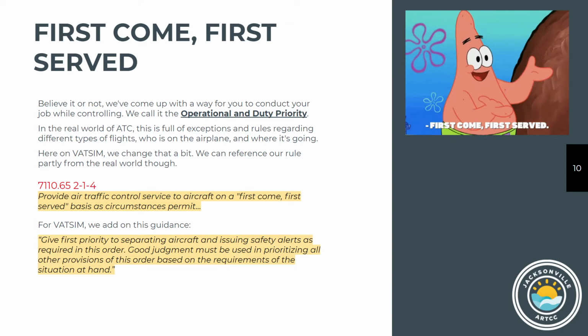And the subtlety in this is that in the simulations, people can be Air Force One. They can pretend to be a medical flight. In the real world, they would in fact get prioritized services, not in VATSIM. In the simulation, we stick to the first come, first serve basis. So we do add a little bit to that, give the first priority to separating aircraft and safety alerts, and then use good judgment for prioritizing all the other provisions of the order based on your situation at hand. Common sense.